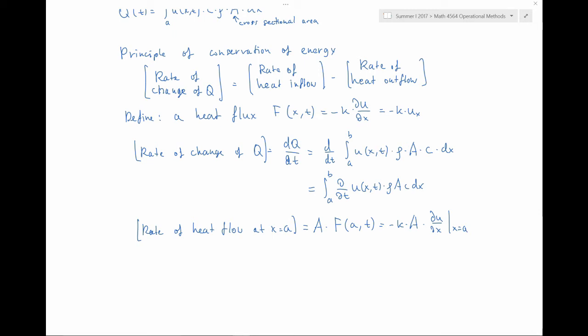So if the heat flux is positive, meaning the heat flows from left to right, I will have heat entering my little section that I'm considering. On the other end, I get that the heat flow will be negative, the heat flux. This time it's multiplied by -1, because if the heat flux is positive, it would mean that the heat flows from left to right, meaning it would leave the rod at that rate. So it's going to be positive k times A times du dx at x equals b.